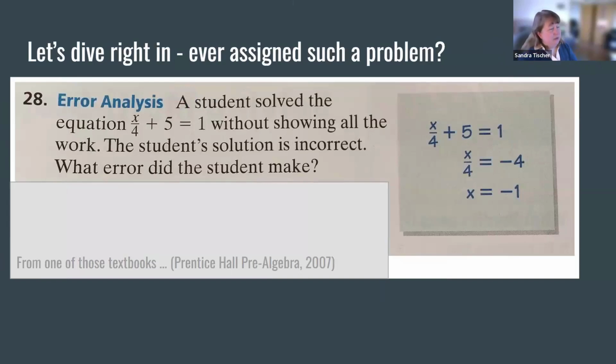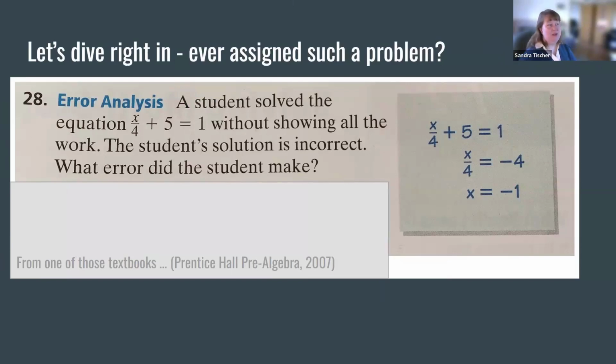This is straight from one of those textbooks, and although this textbook is 17 years old, it's still used by my colleague in our school. Error analysis. Student solved the equation without showing all the work. Student solution is incorrect. What error did the student make?